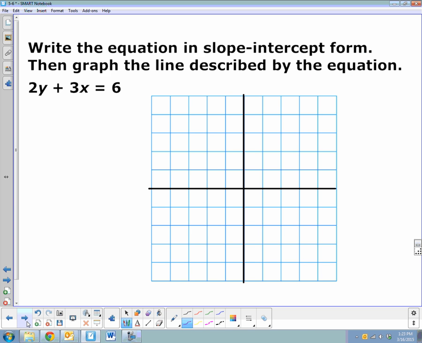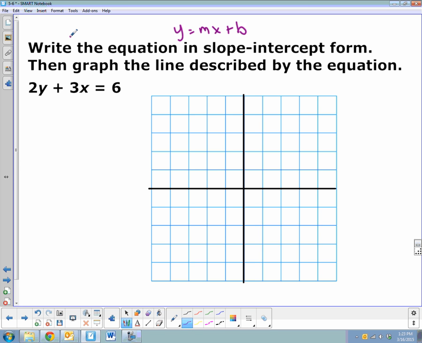Last little bit here then. We're going to write the equation in slope-intercept form and graph it. So it's not quite in the right form. It's 2y plus 3x equals 6. It's in that standard form, ax plus by equals c, but it's not in our new favorite form, y equals mx plus b. And so we could find the x and y intercepts, plot those 2 points, and be fine, but we need to practice this moving things around thing as well.